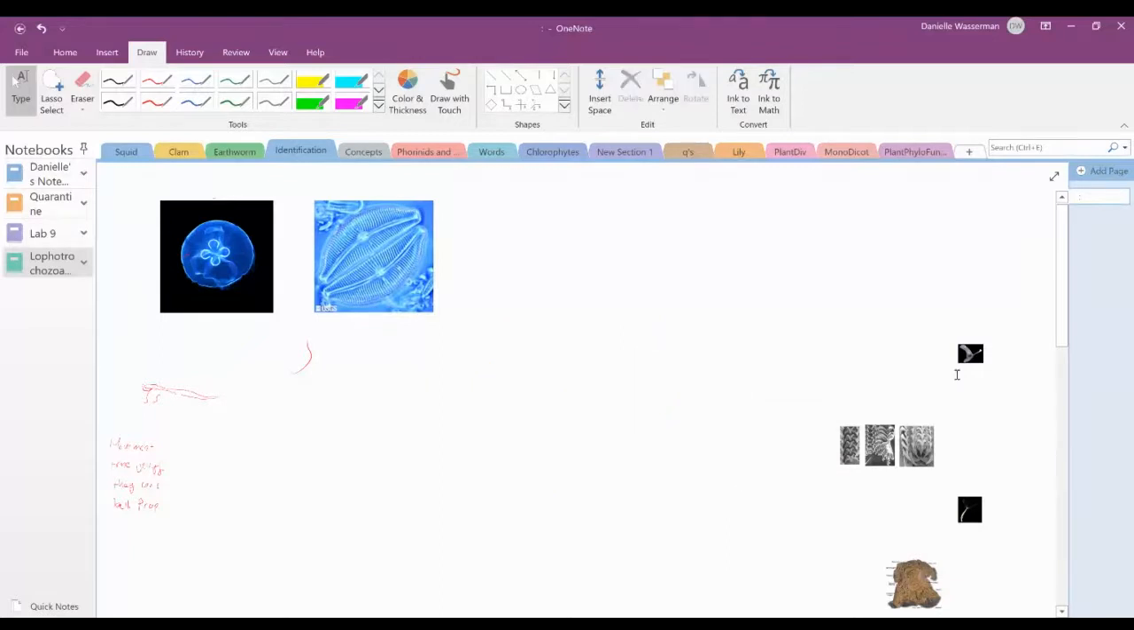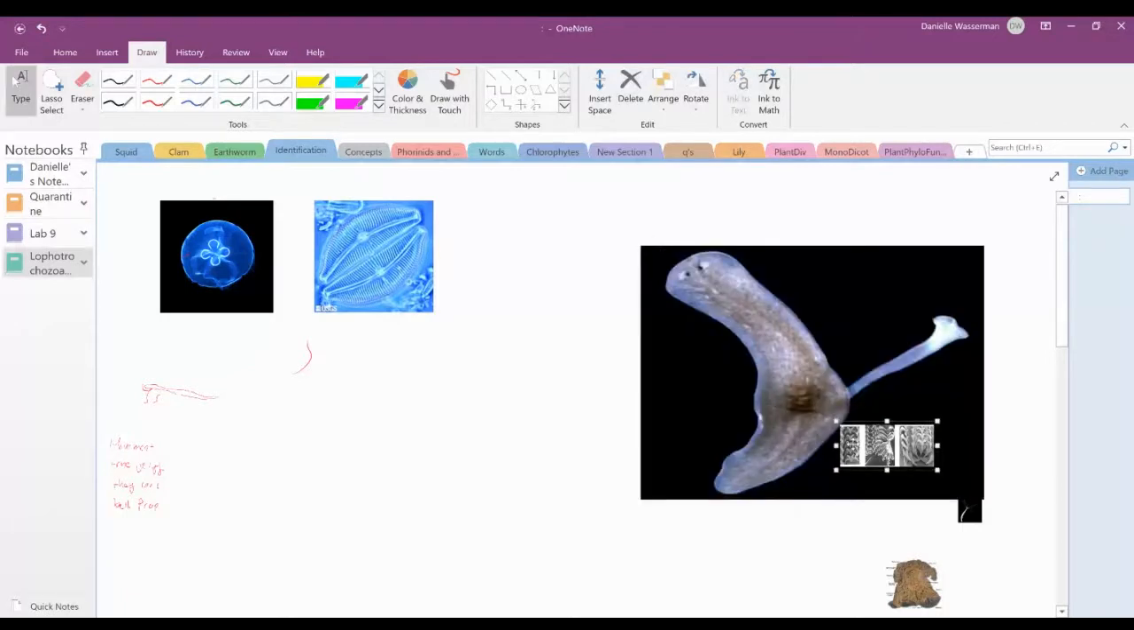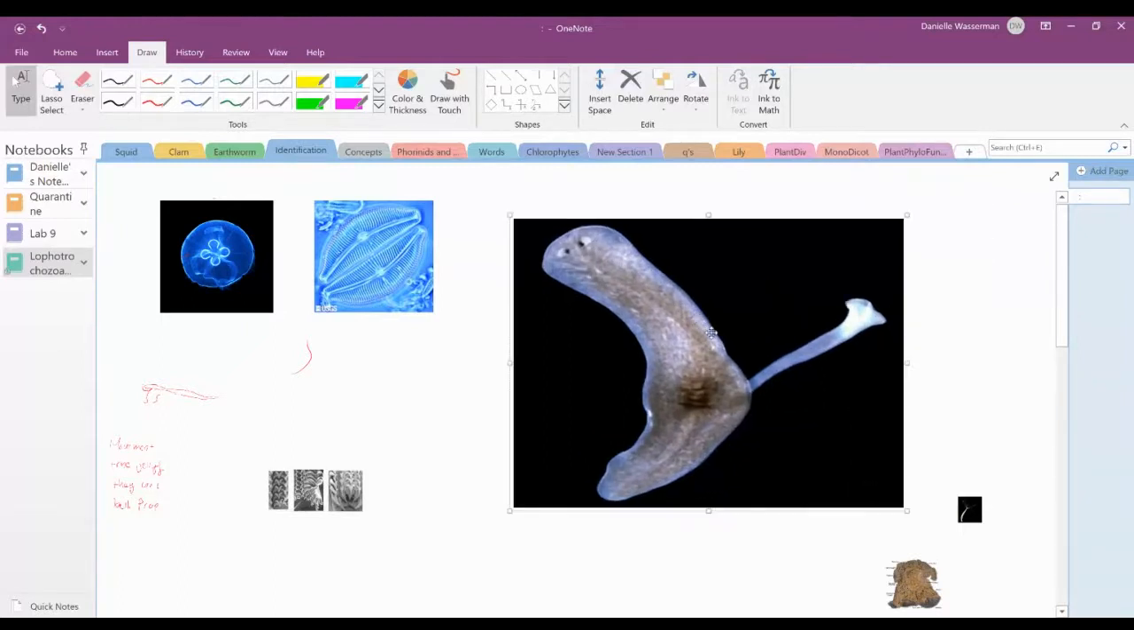Okay, so I'll bring up another critter. What is this? There are questions where you could be shown an image like this and be asked, what is this thing? What's the phylum? Is it an acoelomate, a pseudocoelomate, or a coelomate? How does it move? I'll let you think about that for a second, and if you want to, check your notes to identify this.